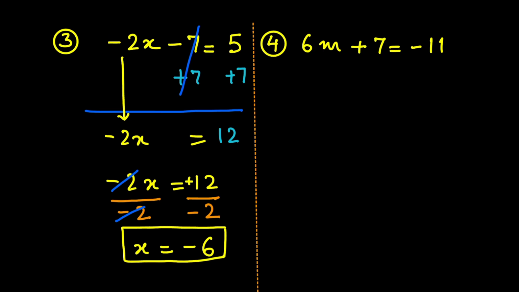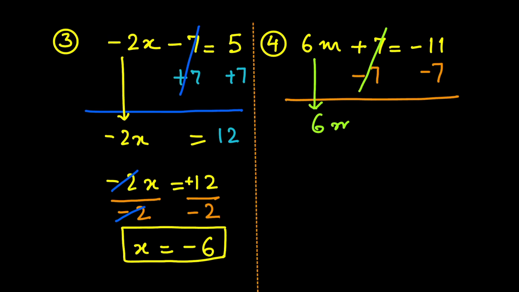Example 4. 6m plus 7 equals minus 11. So m is the variable and the coefficient is positive. Here we have a plus 7. So to start with, first step, we subtract 7 on both sides. 7 and minus 7 cancel out. So this is written here: 6m equals negative 11 and negative 7, they'll be added, so we get minus 18. So we get the expression 6m equals minus 18.